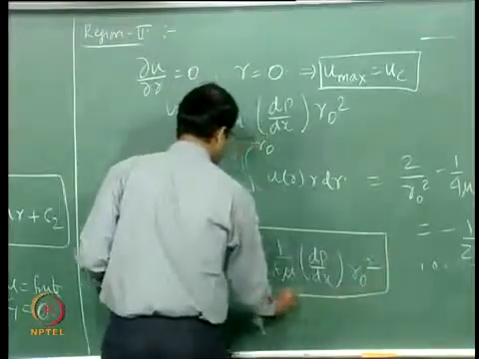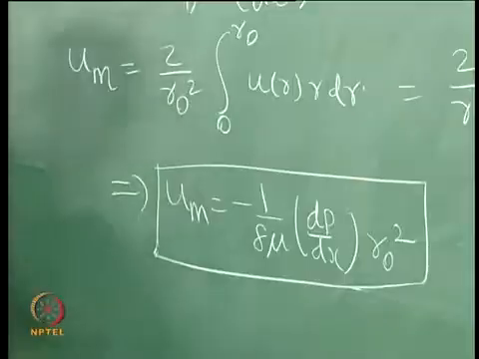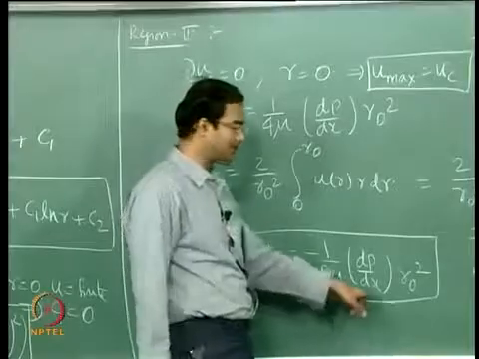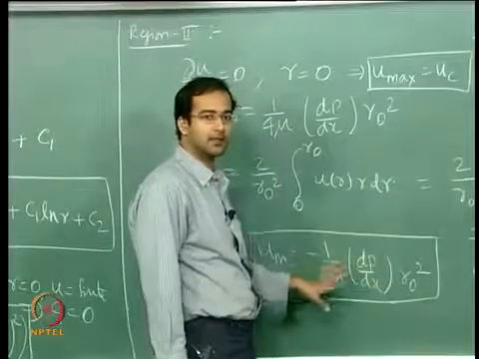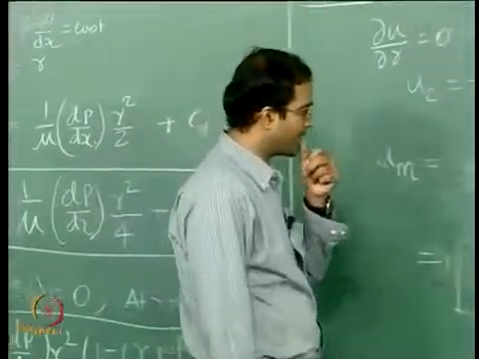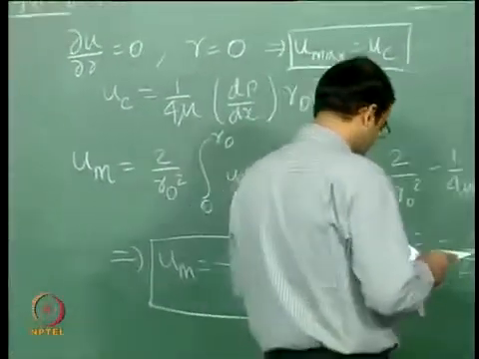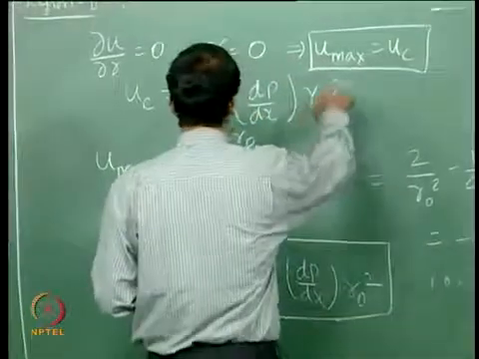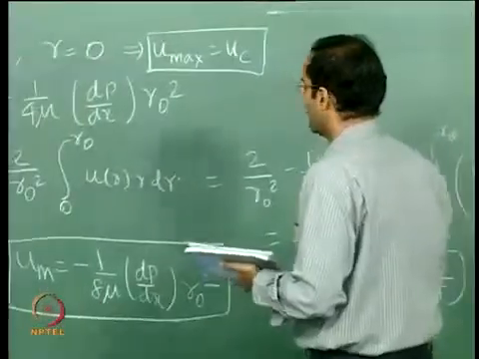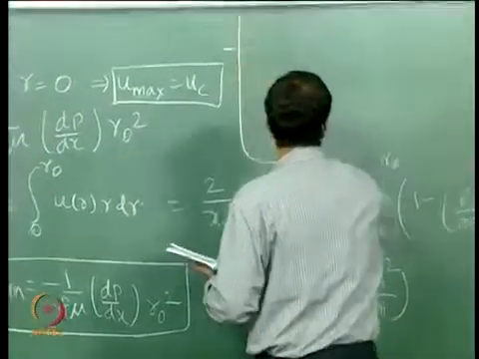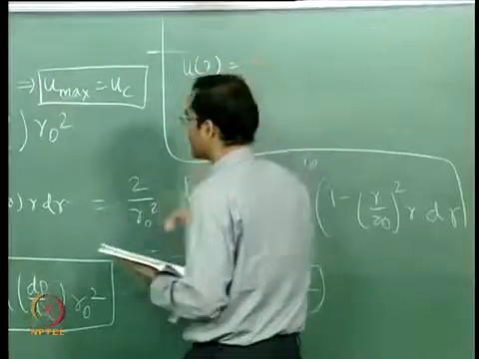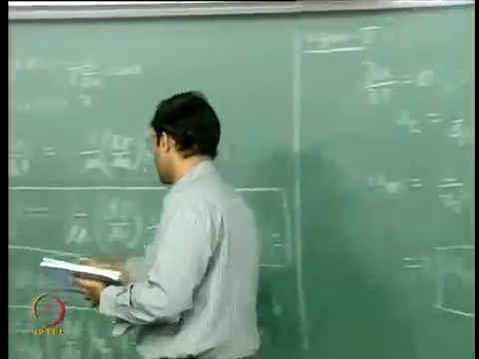So therefore you see um is now a fixed value in the fully developed region, because dP by dx is a constant. So everything is constant, so therefore um is a constant value in the fully developed region. Okay, so this is your expression for um. We also found out the expression for uc. Therefore you can also write your u of r as this entire thing is nothing but uc.